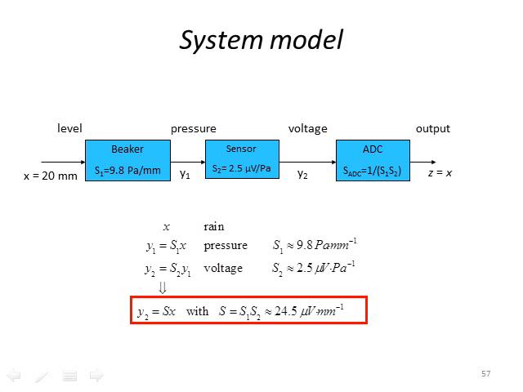Then the pressure sensor S2, which is 2.5 microvolts per Pascal, comes from the data sheet. And then the analog to digital conversion, then we have just the inverse of S1 multiplied by S2. Okay? I2 is then equal to S times X, where S is equal to S1 times S2, and this comes out to be 24.5 microvolts per millimeter.